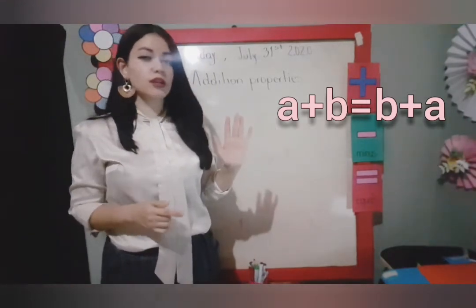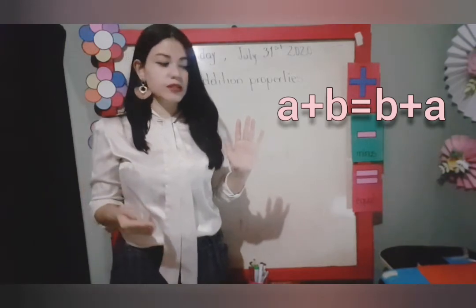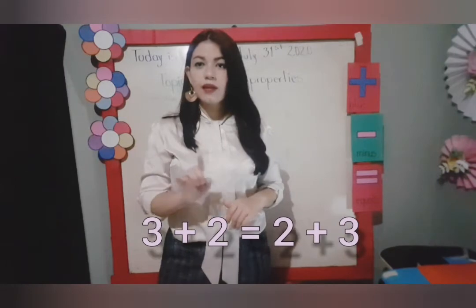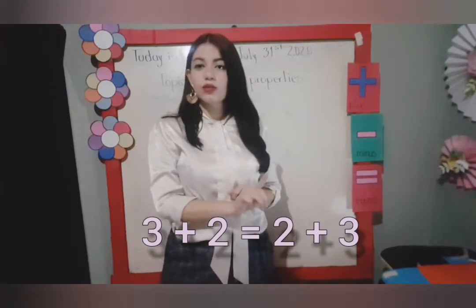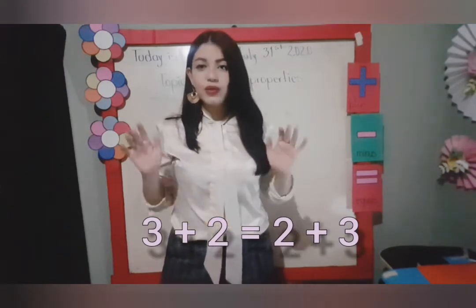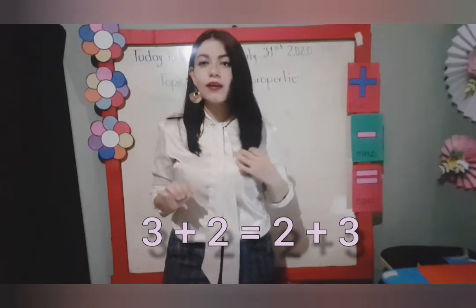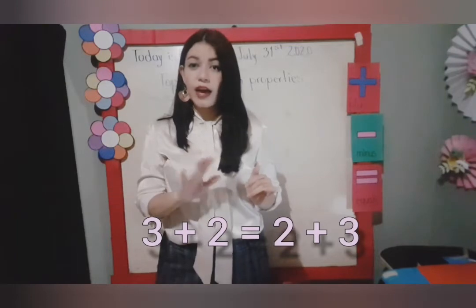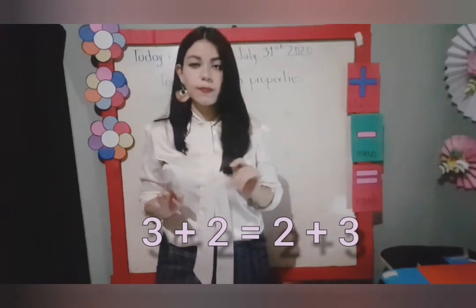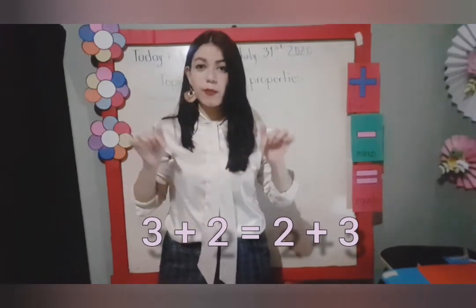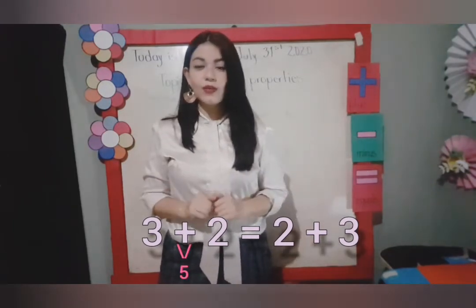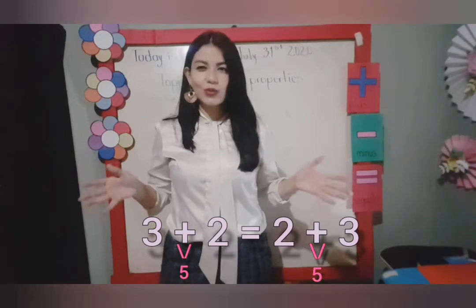Now I'm going to give you an example with numbers. 3 plus 2 is equal to 2 plus 3. As I said before, the commutative property changes the order of the addends but not the result, because the sum of both addends is the number 5. So as you can see, it's too easy to learn.